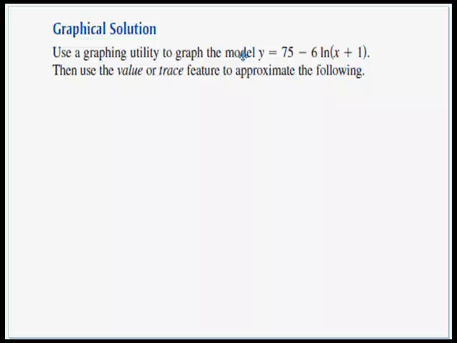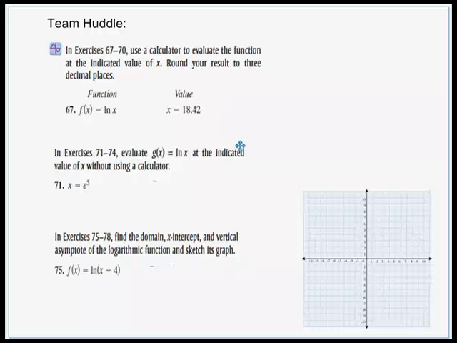We could graph that on our TI-89, use the graphing utility. We could graph that on there, and then we could use the value or the trace feature to approximate any time we wanted to plug in for x. So time for a few practice problems. In the first one here, number 67, use a calculator to evaluate the function, round to 3 decimals.